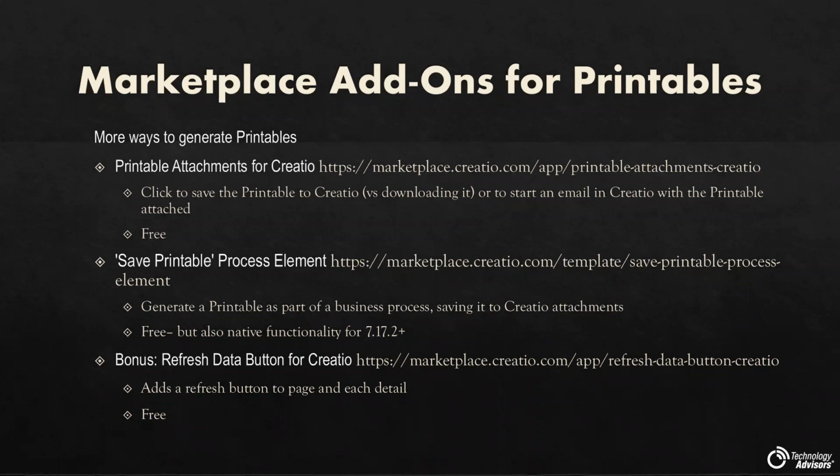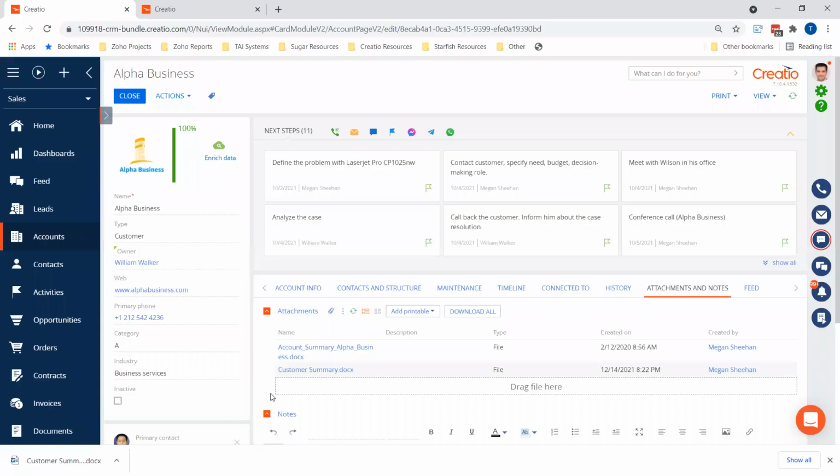And I threw in here as a bonus on this slide, one of my favorite free add-ons for Creatio, the refresh data button. If you don't know this one already, I definitely recommend checking it out. This gives you a refresh button on every detail and every page in Creatio. When you add the printable, it refreshes the detail and shows it. But if it didn't, you could click that refresh button and it would then show you that list there. I find myself using this all the time when I have it installed for people. So it's definitely one that I would recommend checking out if you're not familiar with it.